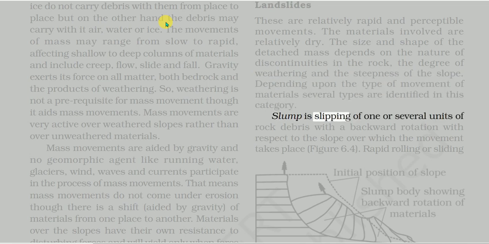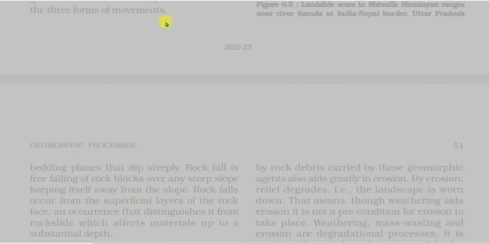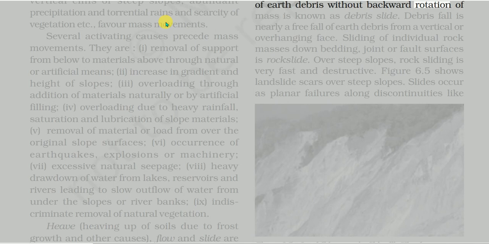Slump is slipping of one or several units of rock debris with a backward rotation with respect to the slope over which the movement takes place. Figure 6.4. Rapid rolling or sliding. Figure 6.4. Slumping of debris with backward rotation. Figure 6.5. Landslide scars in Shivalik Himalayan ranges near River Sarada at India-Nepal border, Uttar Pradesh. Sliding of earth debris without backward rotation of mass is known as debris slide. Debris fall is merely a free fall of earth debris from a vertical or overhanging face. Sliding of individual rock masses down bedding, joint or fault surfaces is rock slide. Over steep slopes, rock sliding is very fast and destructive. Figure 6.5 shows landslide scars over steep slopes.